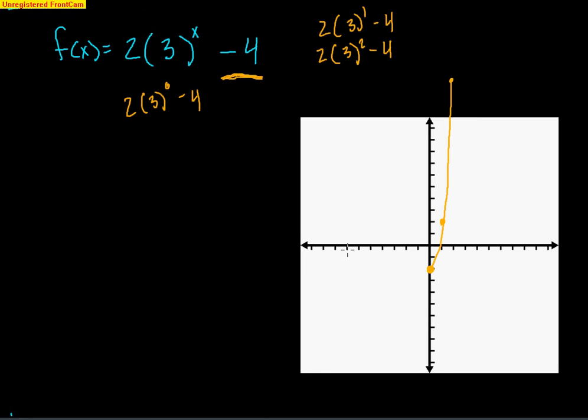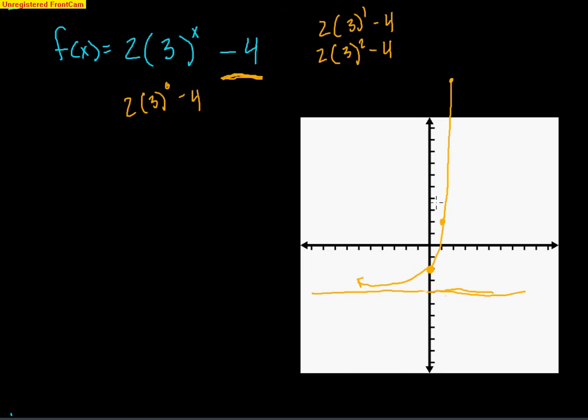So we used to have that horizontal asymptote at 0. We now have that horizontal asymptote, and I'm doing a really bad job graphing in here. We now have that horizontal asymptote at negative 4 because it got moved down 4. So our graph is going to look like this.